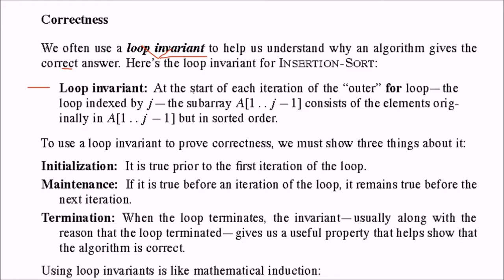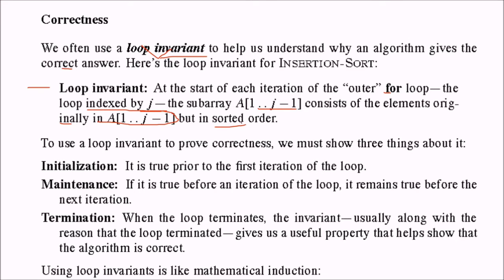What is a loop invariant? We have an outer for loop, and inside we have a while loop. At the start of each iteration of the for loop indexed by j, the subarray A[1..j-1] consists of the elements originally in A[1..j-1], but in sorted order. So this is what we call the loop invariant.